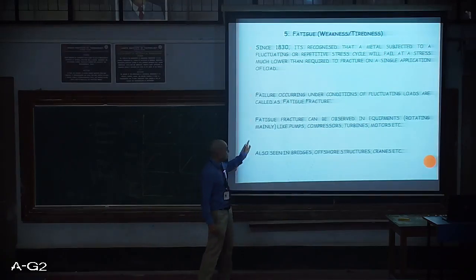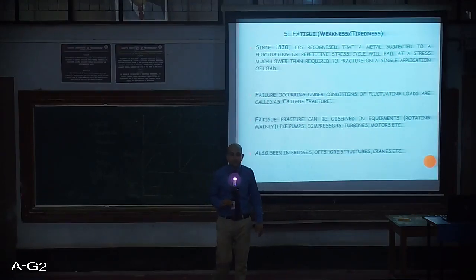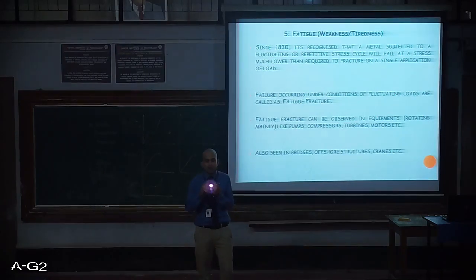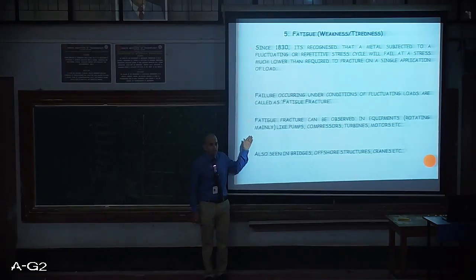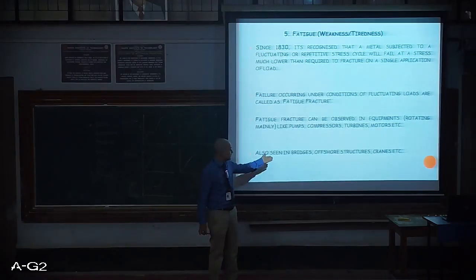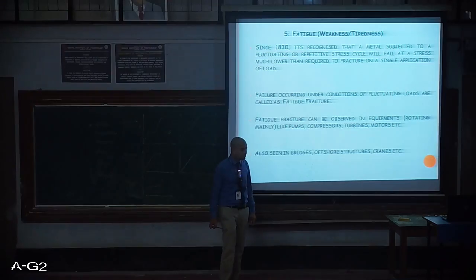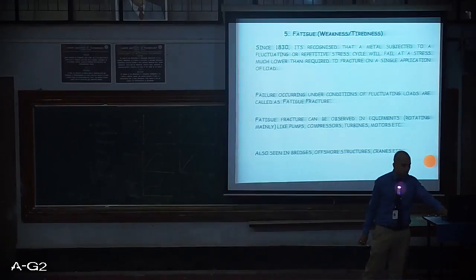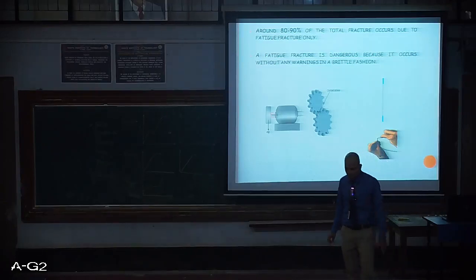Fatigue fracture can be observed in many equipments, like rotating equipments, for example the pump component and compressor component, wherein a shaft will be there which will be continuously rotating. Such type of machine components usually suffer from such type of loading called fatigue fracture. It is also seen in bridges, offshore structures, cranes, etc. So these are some of the components on which fatigue type of loadings are seen.